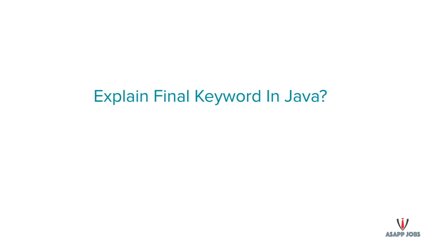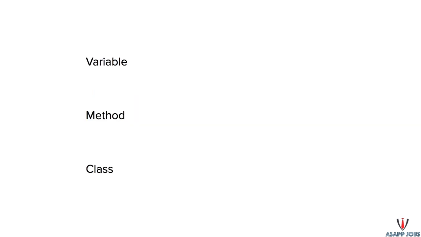And let's understand what the final keyword in Java is, where we can apply it, and what it actually does in our programming language. So in Java, these are the three key elements: variables, methods, and classes. And in variables, we have different varieties like instance variables, static variables, and local variables.